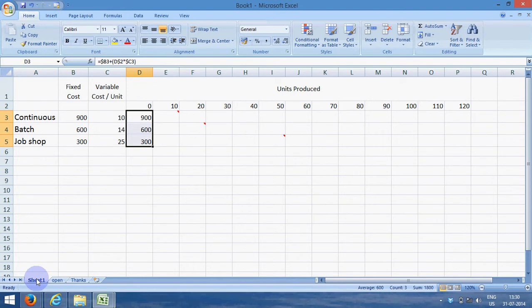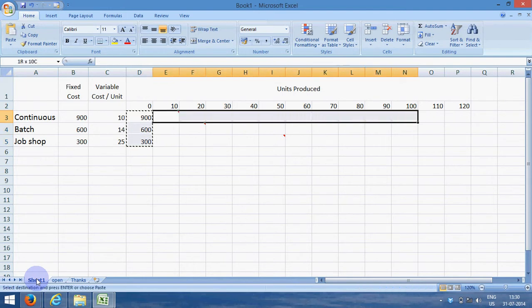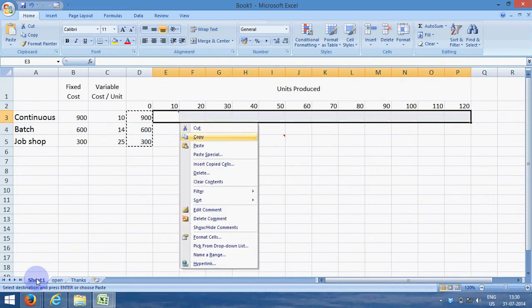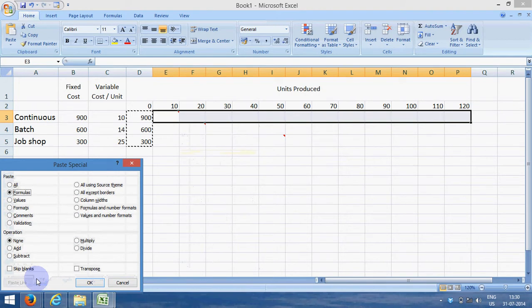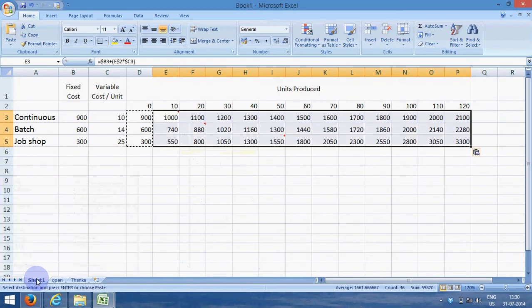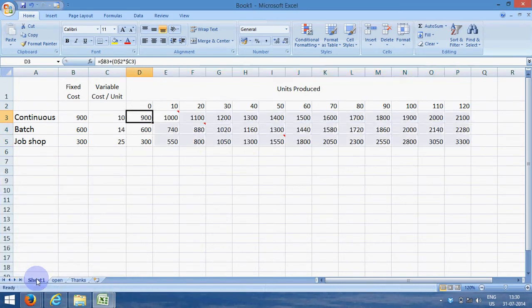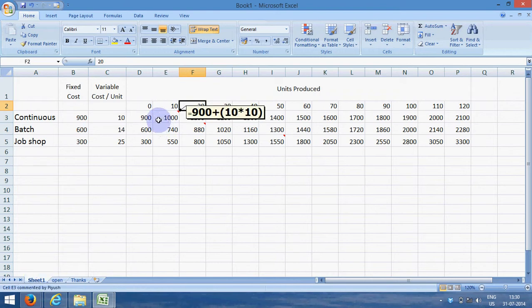I copy these 3 cells and paste it here. I'll use the paste special function because I want to copy the formulas and retain some comments that I have here. Yes, so these are our total cost for producing the units that are mentioned in this particular row. Let's look at a few calculations.